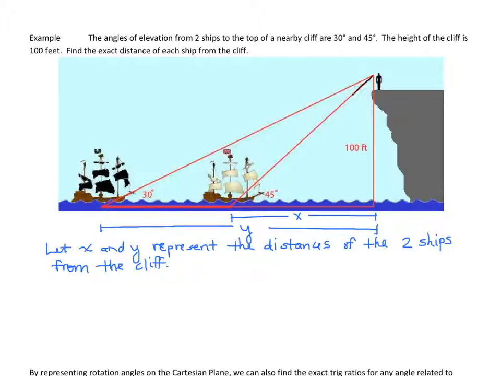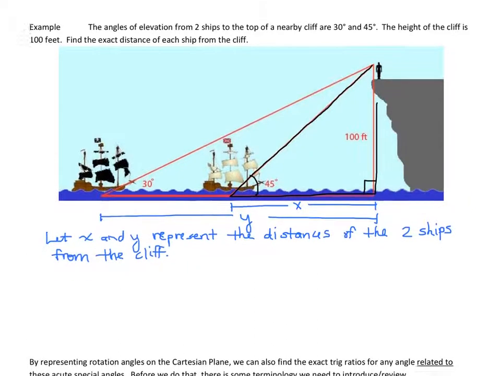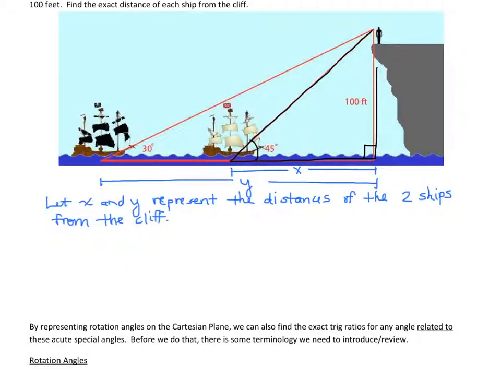Now, looking then at the smaller of the two triangles in this diagram, we can see that there is a 45-degree angle marked. And this, of course, is a right angle triangle. So we're dealing with the 45, 45, 90 special triangle in this case. Now the 45-degree angle is the one marked, so the length of the opposite side is 100 feet. Right here. That's the opposite side. And we're looking for the length of the adjacent.